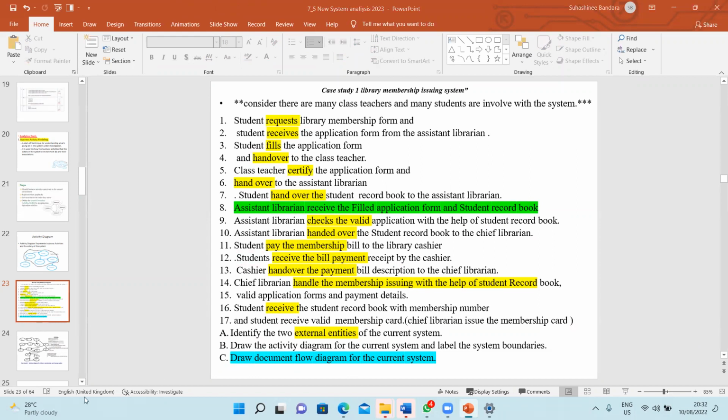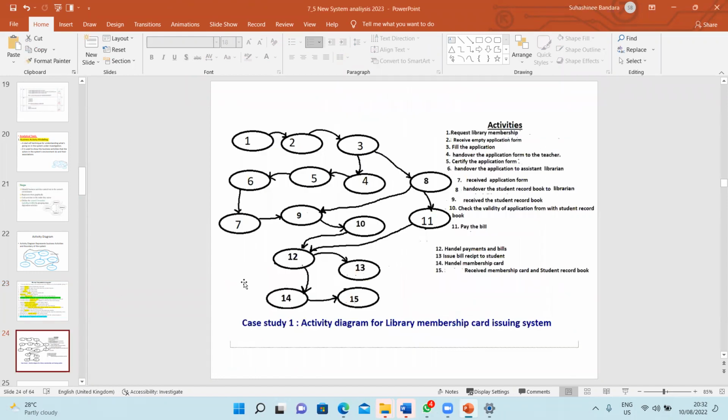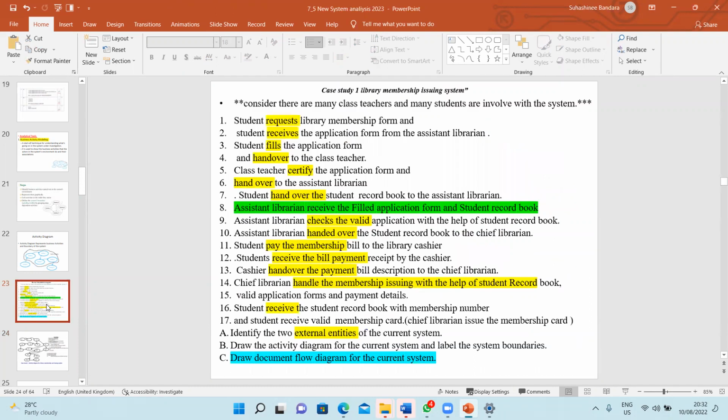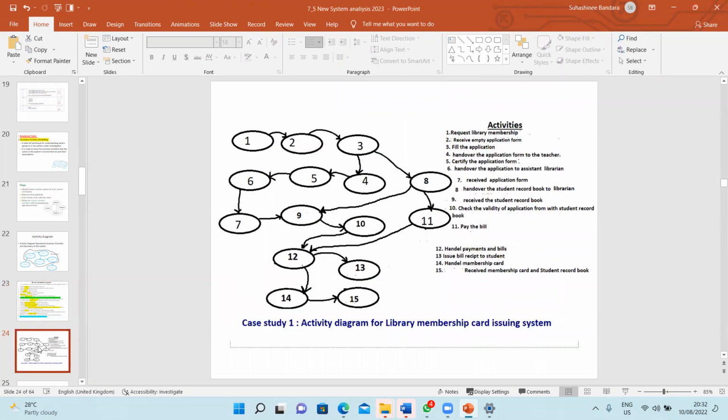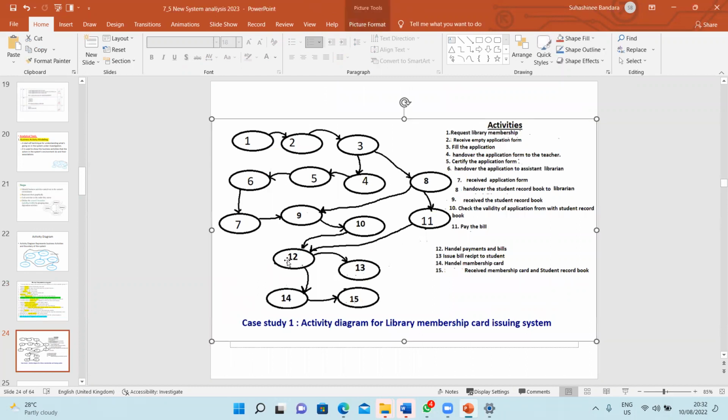Now look at this. Now we are in the number 10. Student pay the membership bill to the library cashier. That means number 11. Pay the bill. So we are not going to write everything. We just write in short form. Pay the bill. Then next one, number 12. Student receive the bill payment received by the cashier. 12. Handle the bill payments. Okay, handle payments and bill.